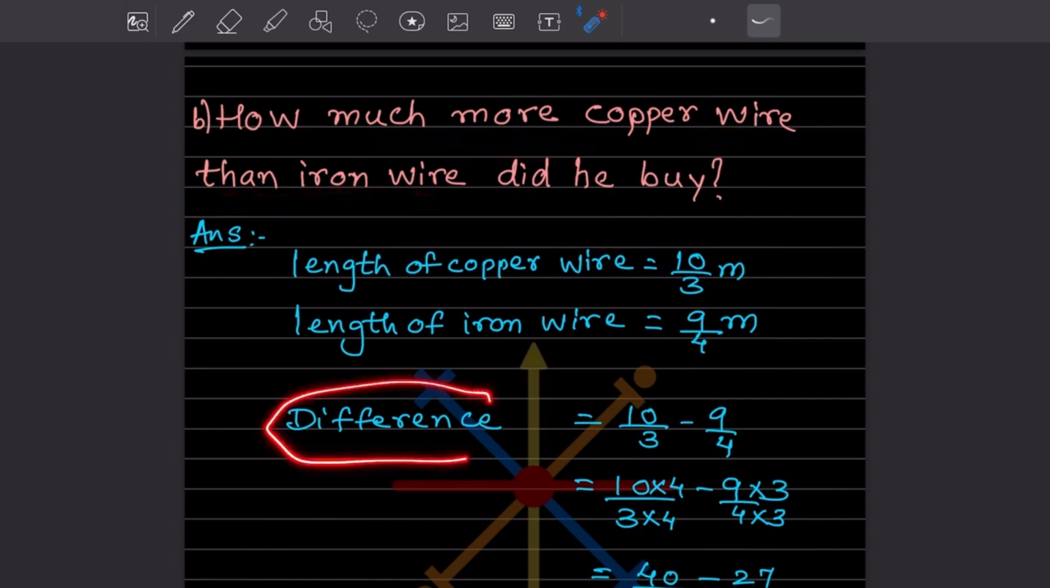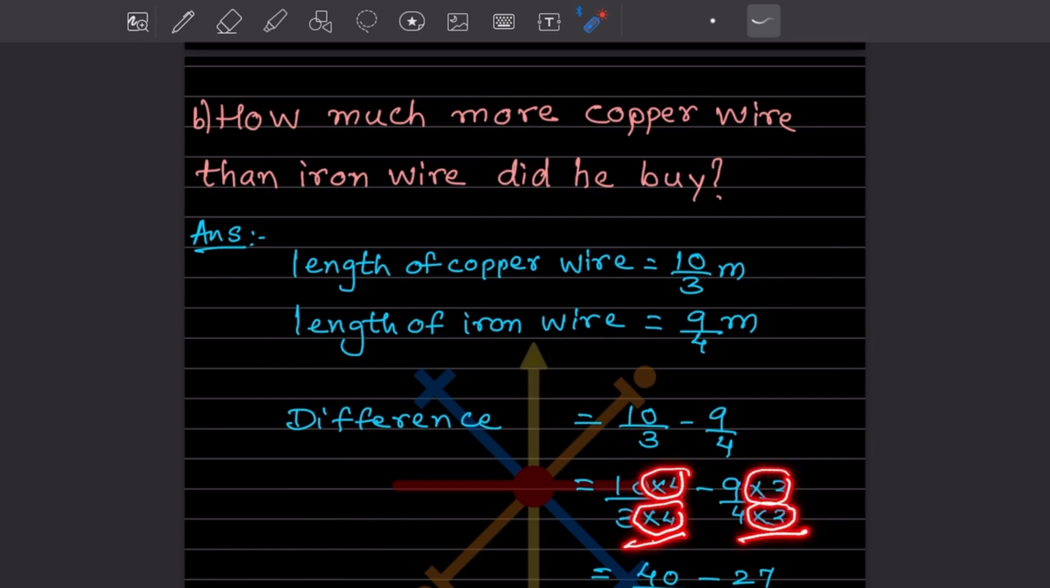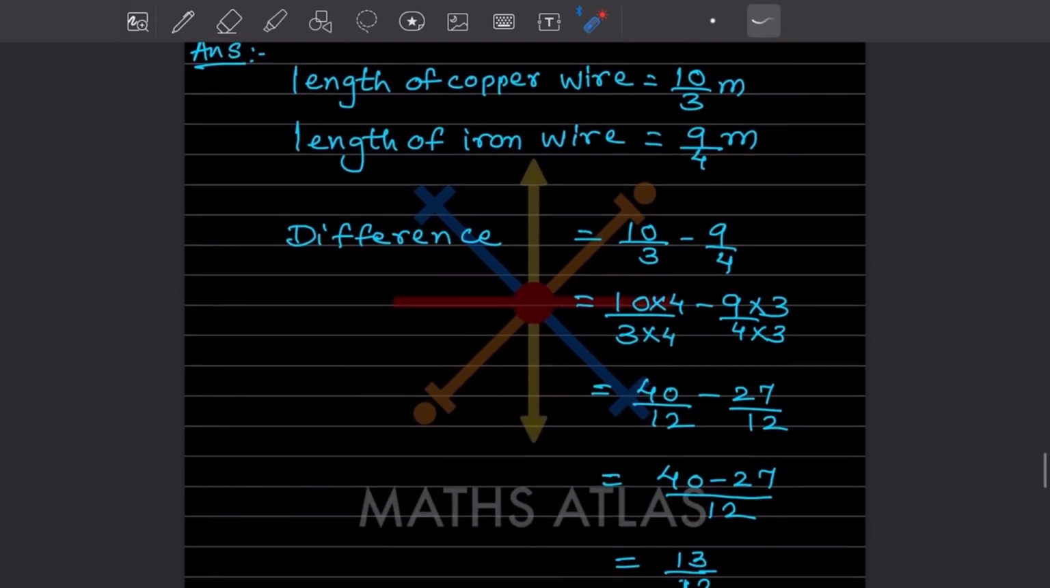Subtract, you know, we can also call the difference. Difference is nothing but subtracting. So what will you do here? From 10 by 3 you will subtract 9 by 4. Again, what you can see here, 3 and 4 are the denominators. Whenever you take 3 and 4, the LCM is going to be 12. So here you are going to do 3 multiplied by 4, 4 multiplied by 3 is 12. Here multiplied by 4 means this also should be multiplied by 4. Here multiplied by 3 means this also should be multiplied by 3. So 10 times 4 is 40, and this is going to be 12. 9 times 3 is 27, and this is going to be 12.